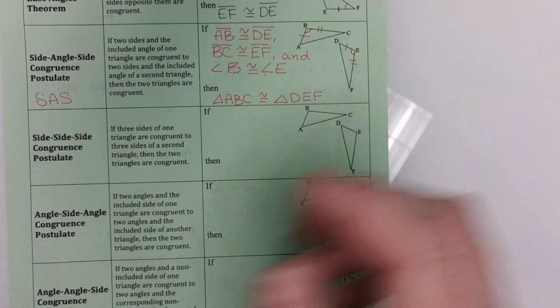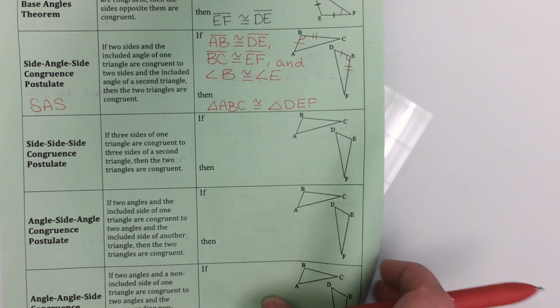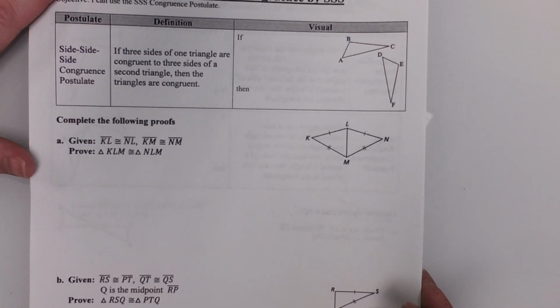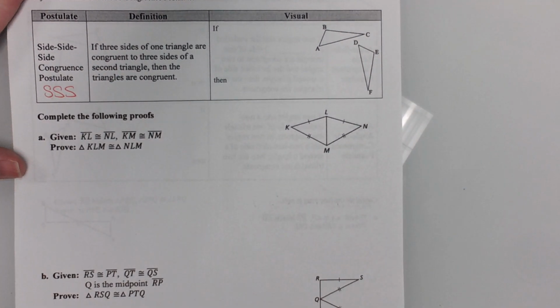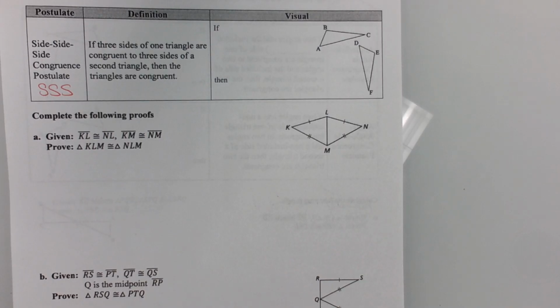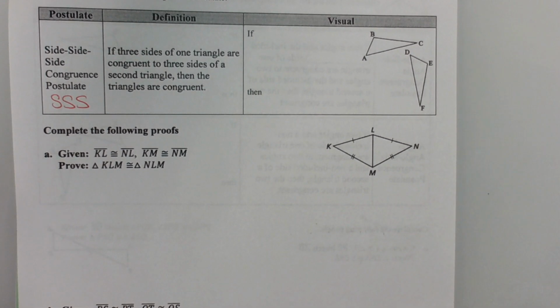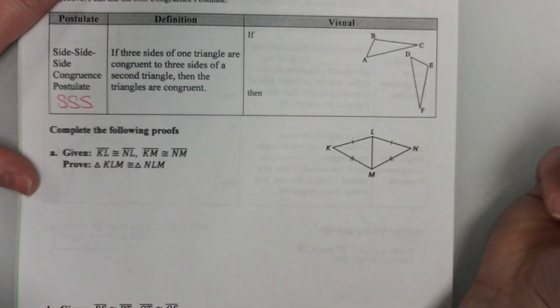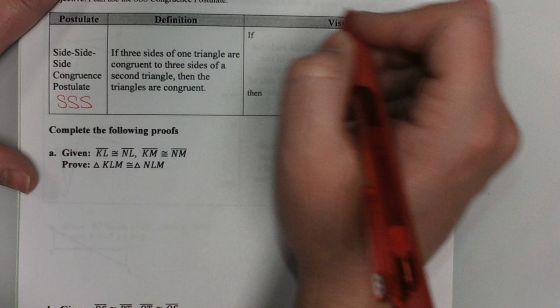Because today we're learning about another theorem that can help us say that triangles are congruent. Technically, this one's a postulate. It's the side-side-side postulate. This one we call SSS. This one says if you have three pairs of sides congruent between two triangles.